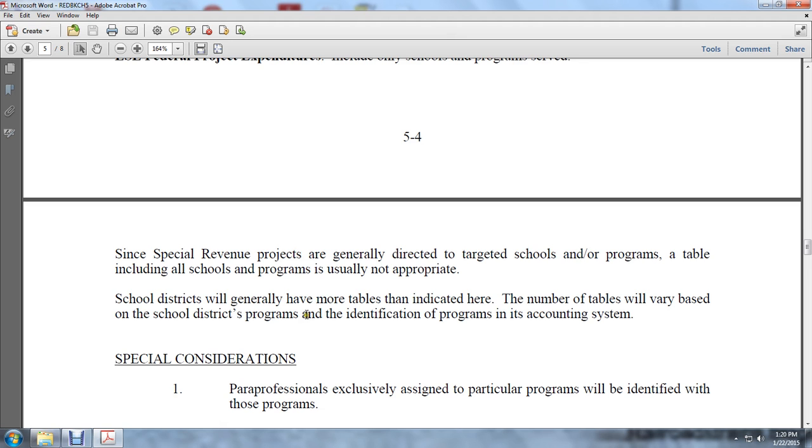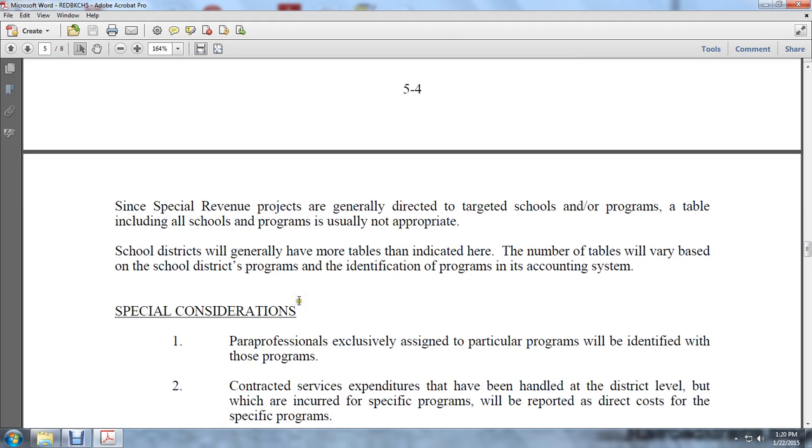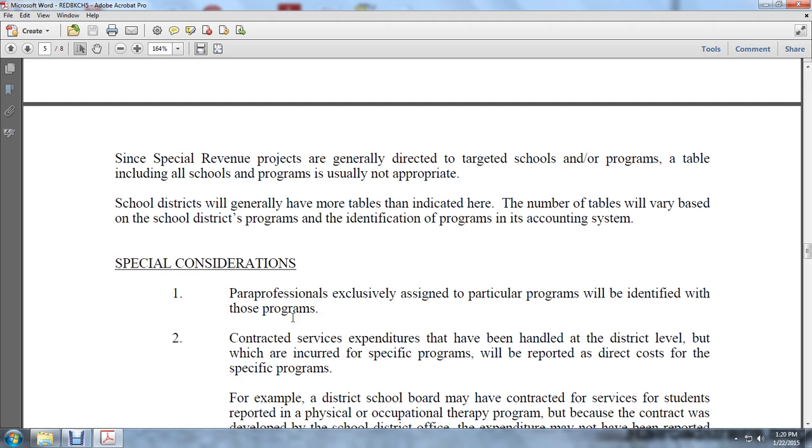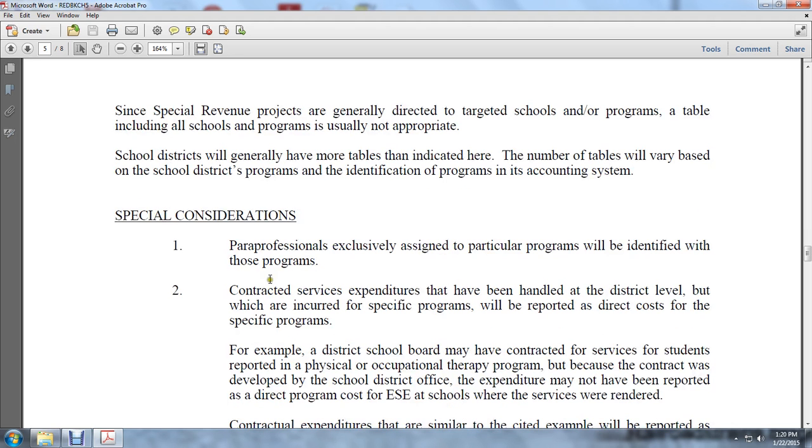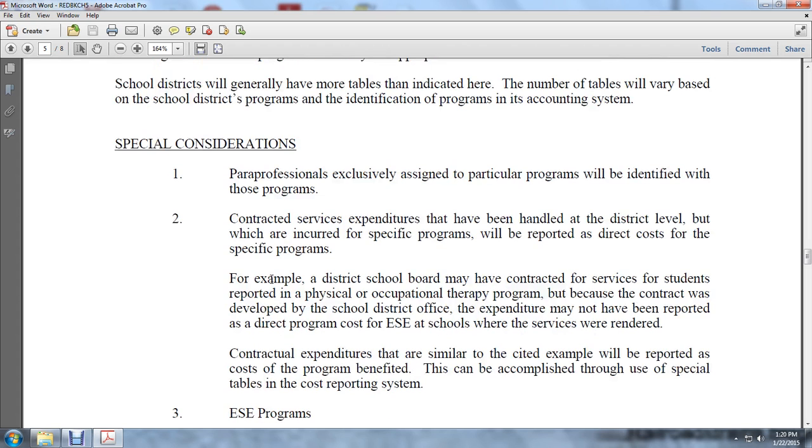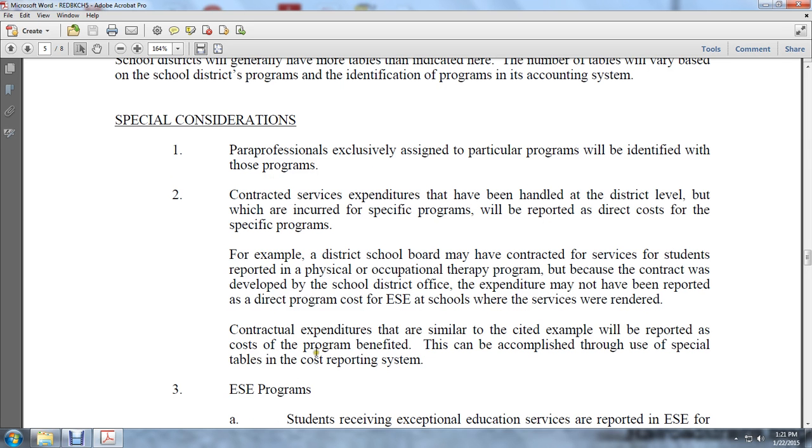Special consideration of paraprofessionals exclusively assigned to particular programs will identify those programs. Contracted service expenditures that have been handled at the district level, which are incurred for specific programs, will be reported directly as direct costs for the specific programs. For example, a district school board may have contracted a service for students in the physical or occupational therapy program. Because the contract was developed in the school district office, the expenditure may not have been reported as a direct cost of the ESE at the school where the service is rendered. Contractual expenditures similar to the cited programs are reported, but the cost of the program benefited can be accomplished through the special tables of the cost reporting.